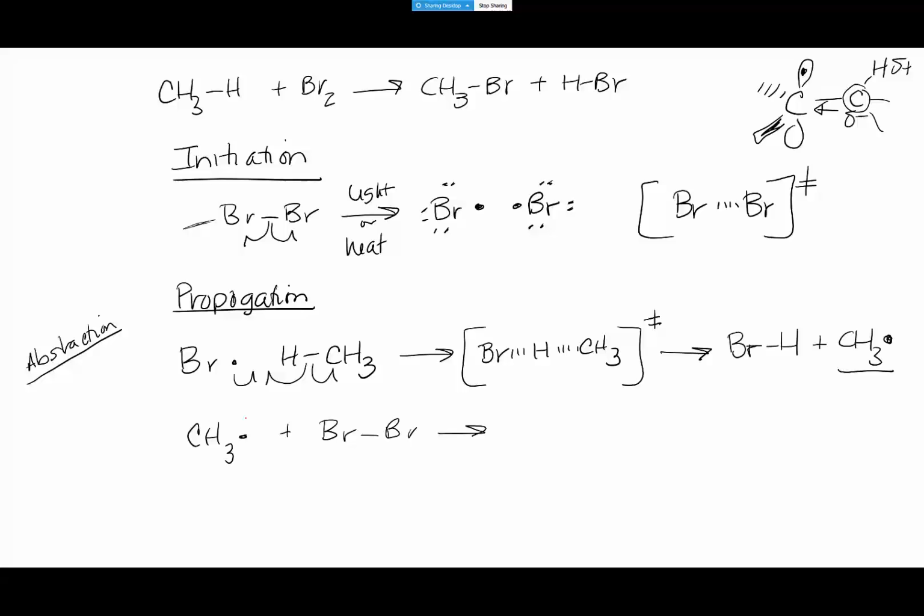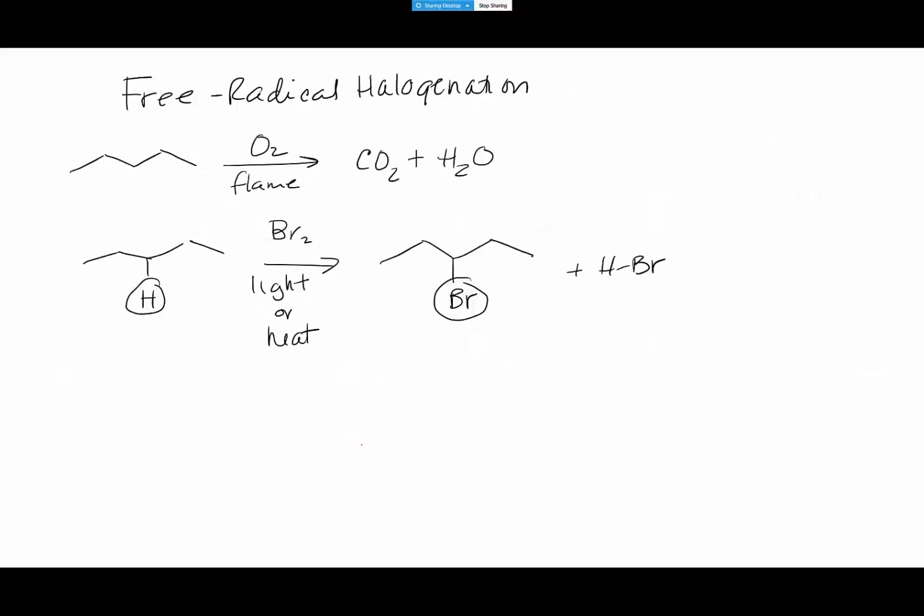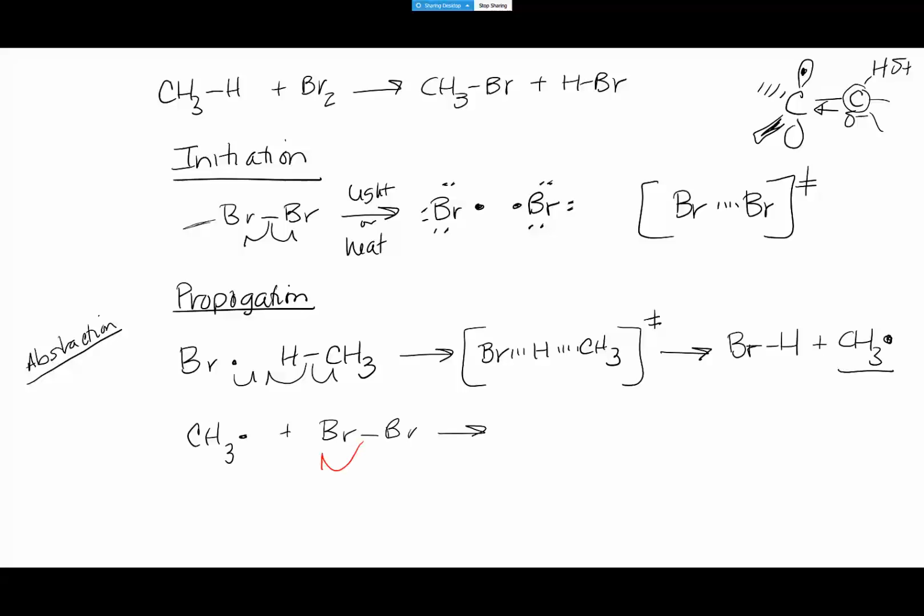And so what happens is the bromine breaks. Each bromine gets a dot, and one bromine pairs up its dot with the CH3 dot. So again, the arrows look like this. My transition state would have the CH3 partially bonded to the bromine, partially bonded to the other bromine.